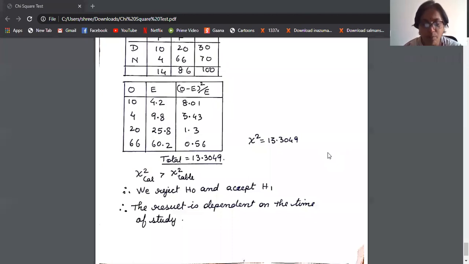So first thing, when do we accept and reject? See, now in some questions, this is 0.05 level. There are two levels of significance. One is 0.05 level, that is 95% confidence interval, and 0.01 level, that is 99% confidence interval.